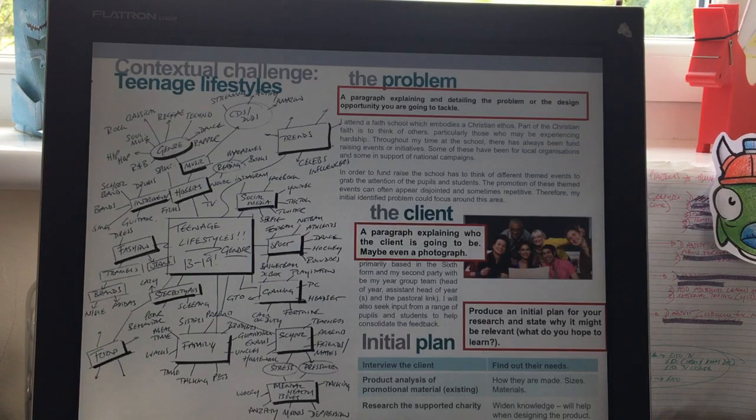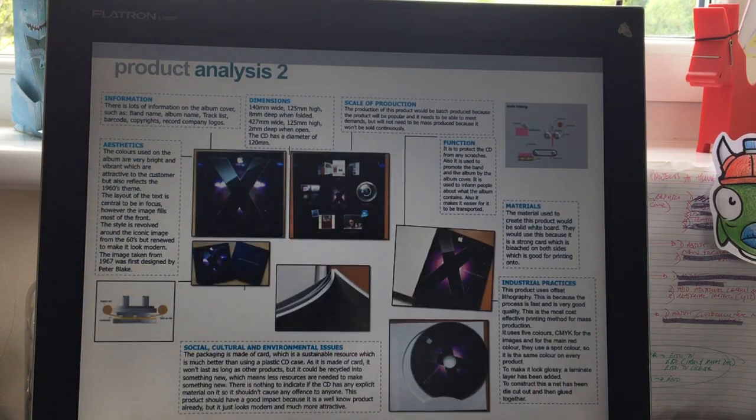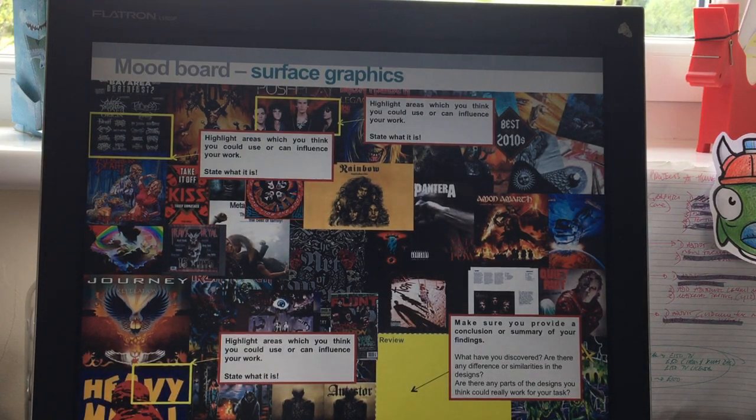If we move through that, so an example of your context sheet, then we got the initial thoughts, then the product analysis 2, your client interview and results, and then your mood board for your surface graphics that we can use when we come back, and we can start using that to help us with the surface graphics for our design. Remember, it's got to be related, so if the genre of music is indie, then we need to be looking at indie album covers as opposed to pop music album covers.